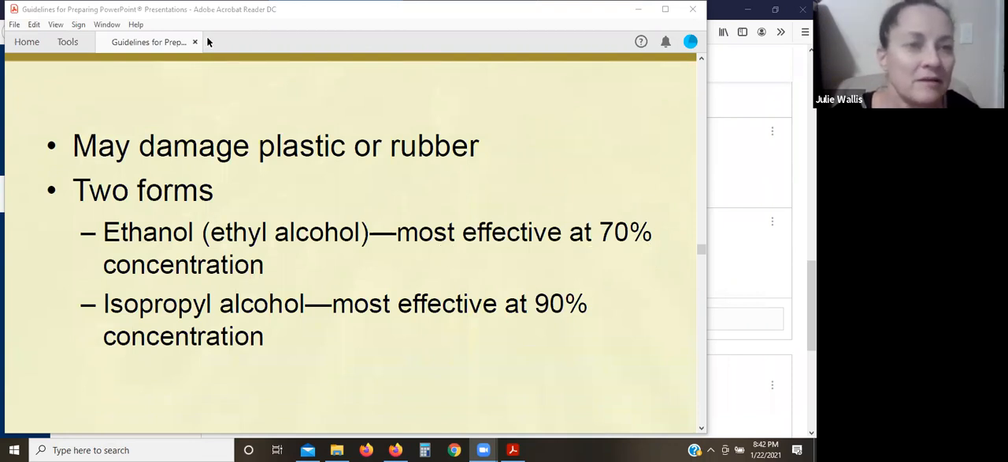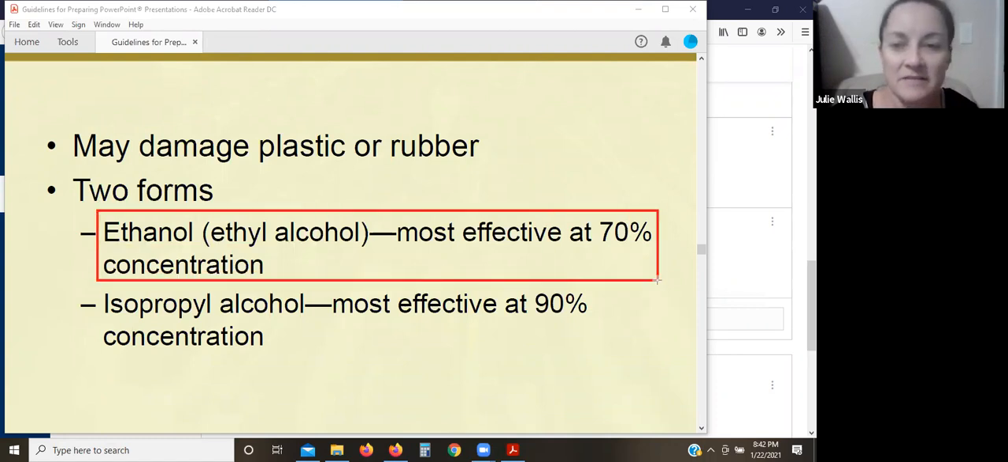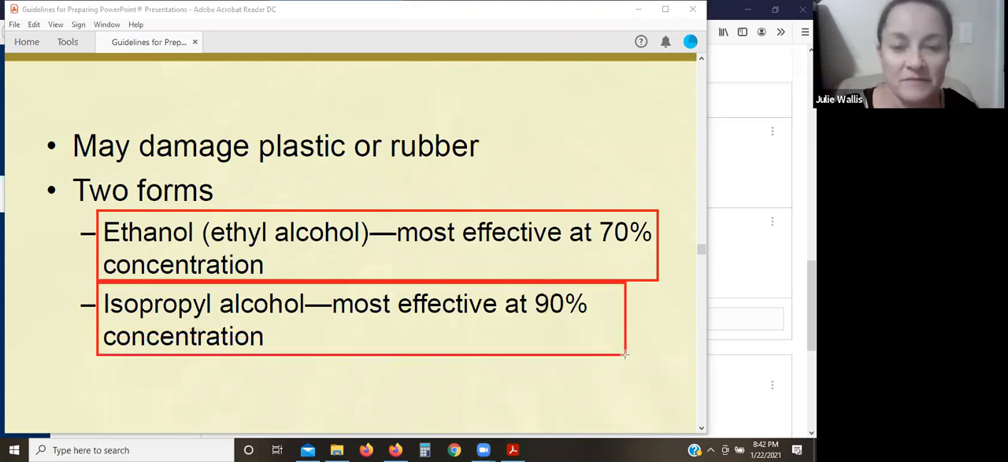This can be in the form of ethanol, which is effective at 70% concentration. If you've seen any of the news stories or cautions about the hand sanitizers, they say that it needs to be at least 70% concentration in order for it to be effective. So if you ever see one that's below that, it's not going to be as effective. And then isopropyl alcohol is most effective at a 90% concentration.